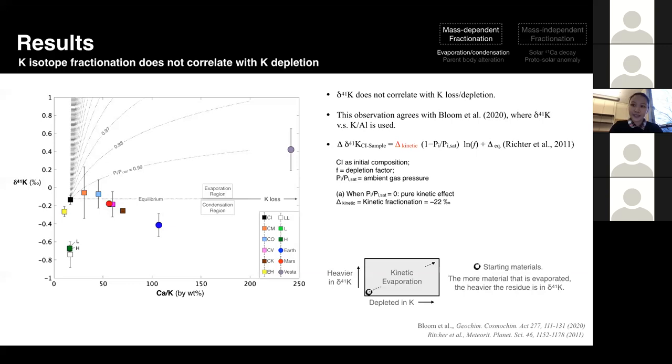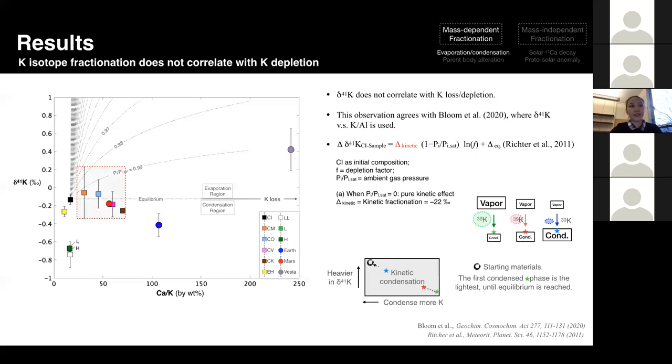In a kinetic evaporation case, the residue is expected to be enriched in heavier potassium isotope because the lighter isotopes tend to escape the system more easily than the heavier ones. So you would expect a trend showing that the most depleted sample would have the heaviest isotopic composition, like the little gray box in the bottom right. You should see a positive correlation here. But we do not see that in our data in the figure on your left-hand side.